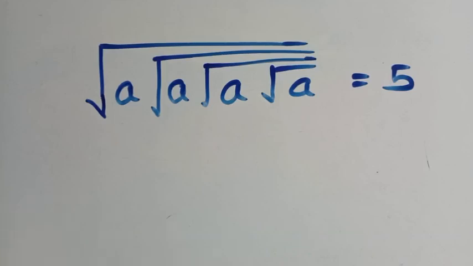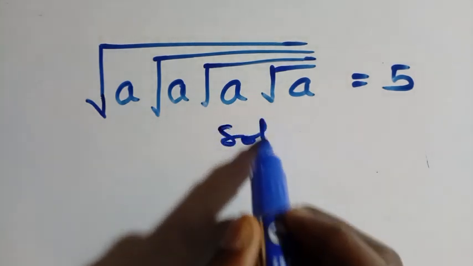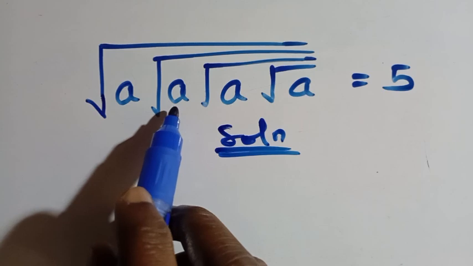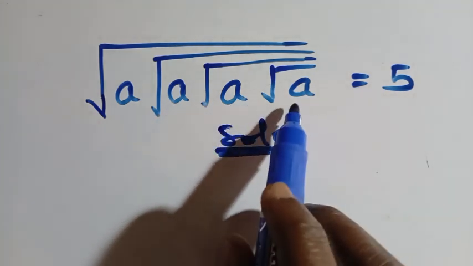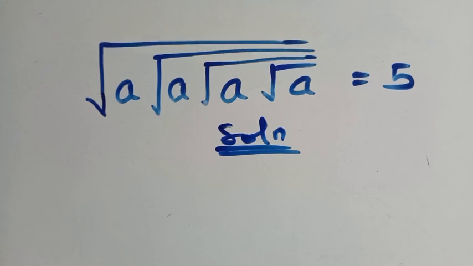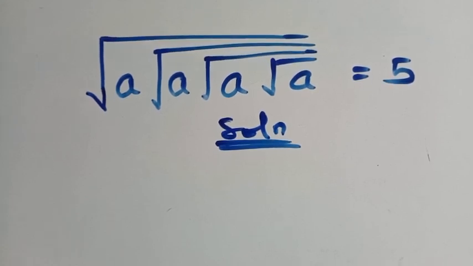How to solve these nice algebra equations. So let's see the solution from here. We are given the square root of a multiplied by the square root of a inside the square root of a inside the square root of a equals 5. So we can apply two different methods to solve this. And let's see method 1.